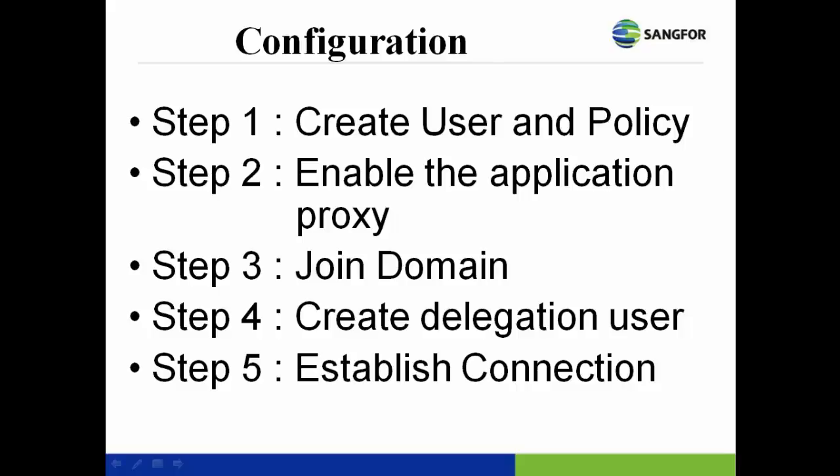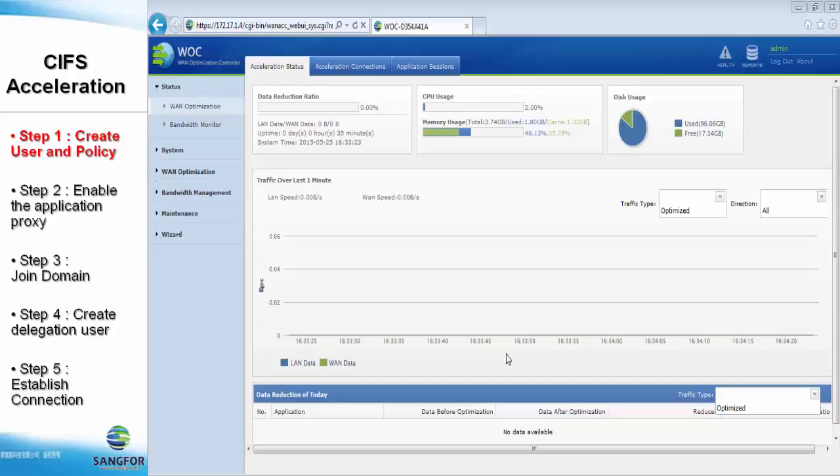After all, we have to build the branch WANO that pairs with the HQ. In the end, I can conclude the branch user PC can access the file at the server with the fastest transfer speed. We can start to configure the HQ WANO for CIFS acceleration. In the first step, we log into the HQ device and add the necessary policy for it.